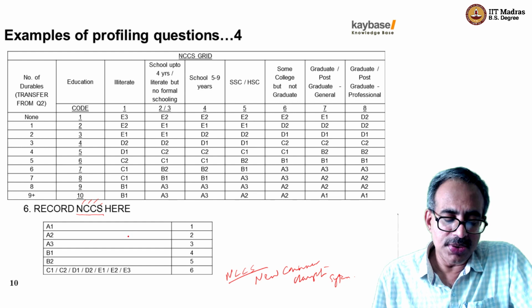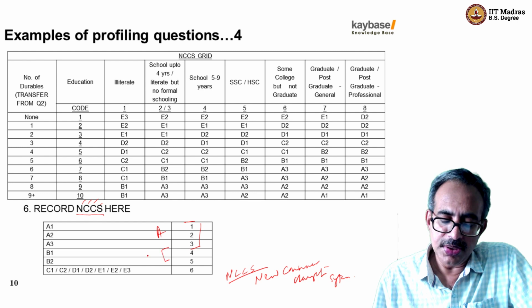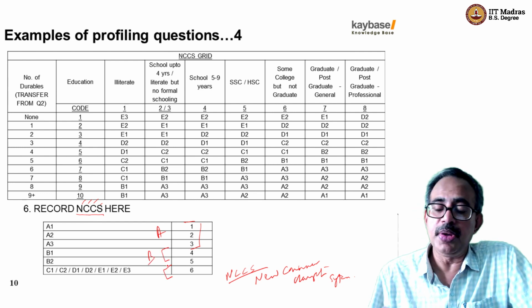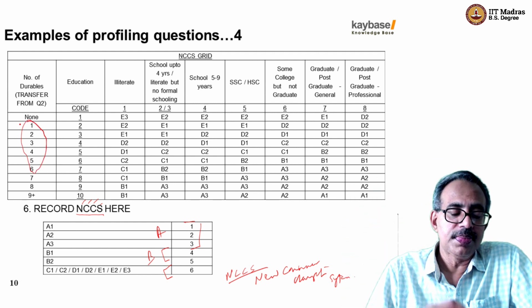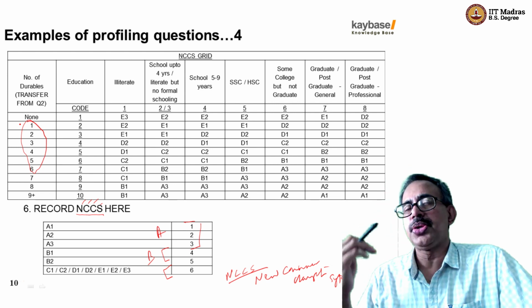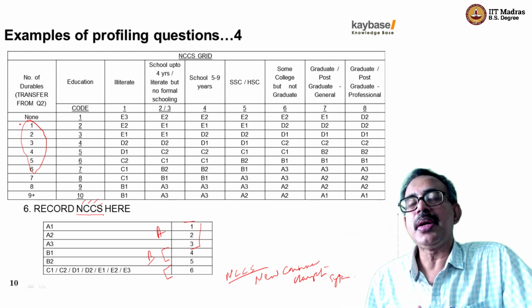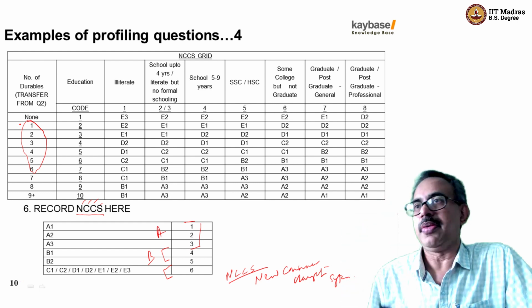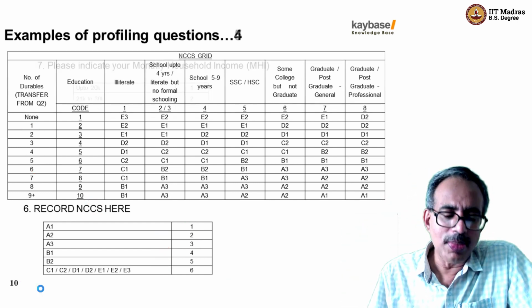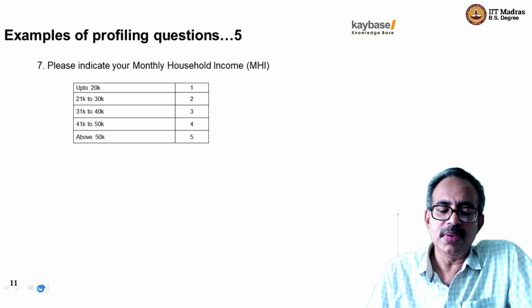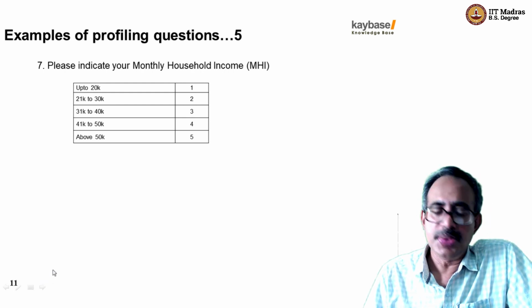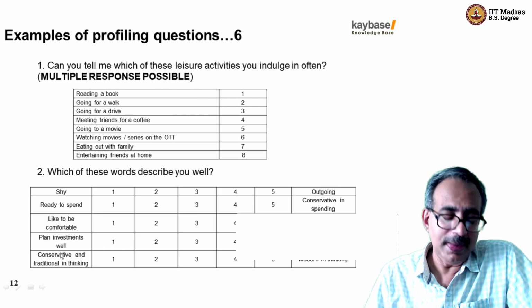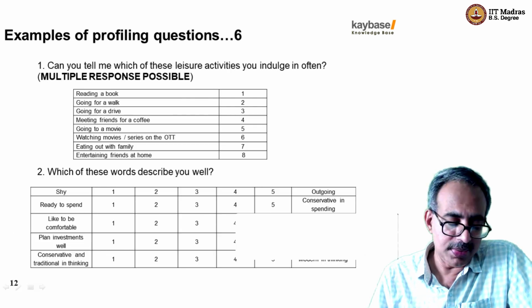So you can have A1, A2, A3, all this is A. You can have B1 and B2, which is B, and then there are people below. People who are below are really very low down in terms of the kind of durables that they have. They're really lower socioeconomic class. So these are the typical kind of profiling questions for demographics. One more example I've given, monthly household income. These are all simple questions. Slightly more difficult questions would be lifestyle profiling questions.